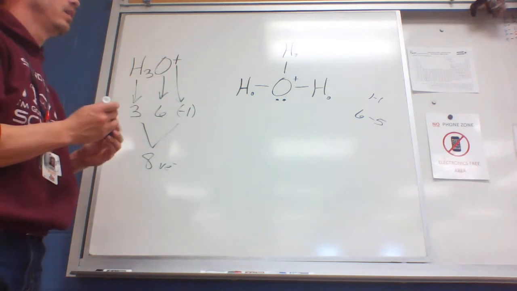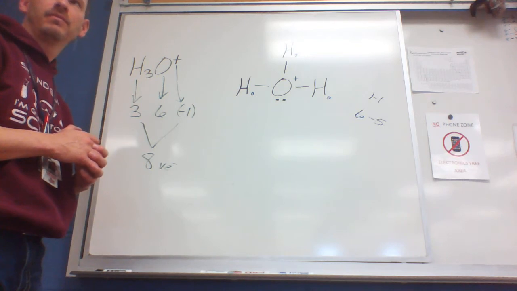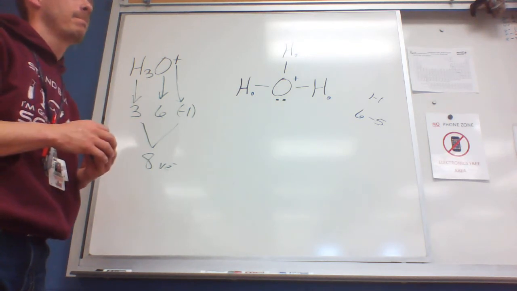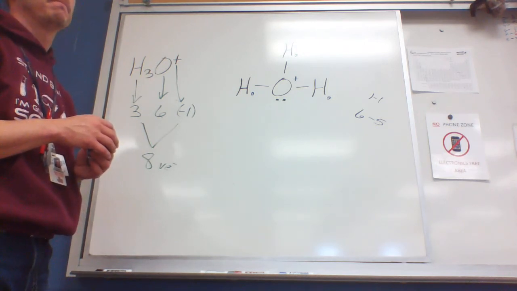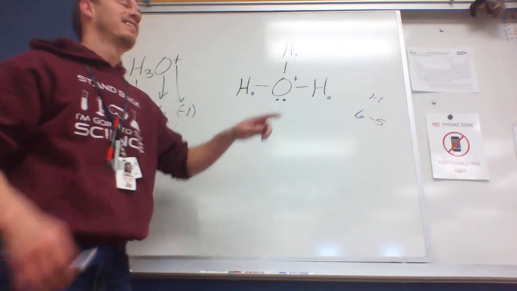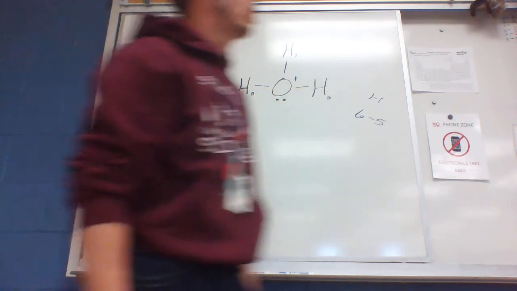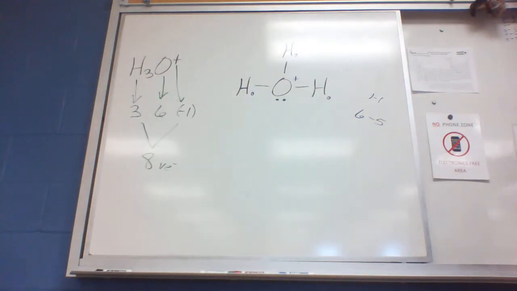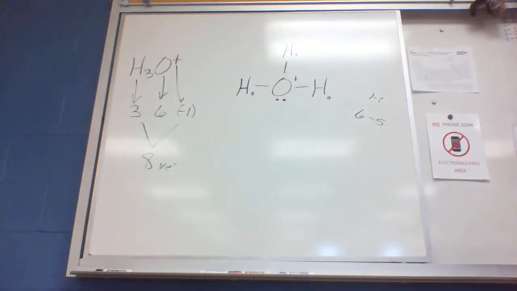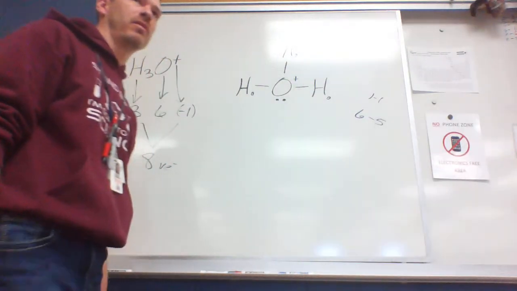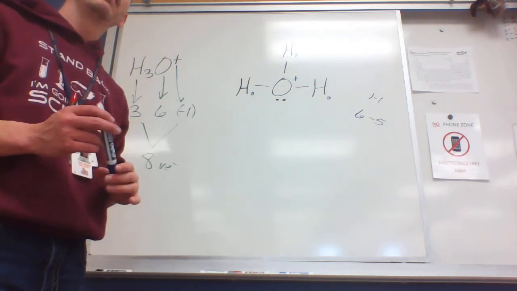And the shape is. What is the shape? Guys, how many areas of electron density? 1, 2, 3, 4. So it's got to be the tetrahedral family. All right, how many of them are lone pairs? It's trigonal pyramidal. It's bent or angular? No, it's trigonal pyramidal. What's the angle?